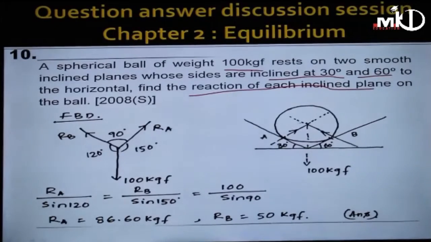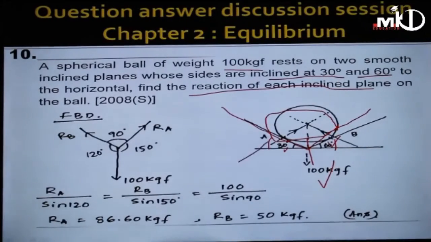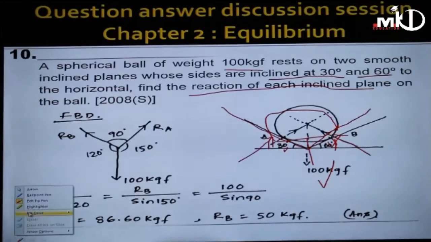So this is the spherical ball, and the weight of the ball is 100 kg force. This is held in equilibrium under two inclined planes. One angle of inclination is 30 degree, the other plane's inclination is 60 degree. We have to find the reaction provided here, that is RA, and if this point is B, this will be RB. Now I am erasing all the marks so that it becomes clear.